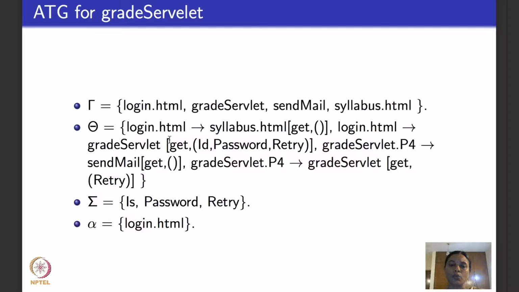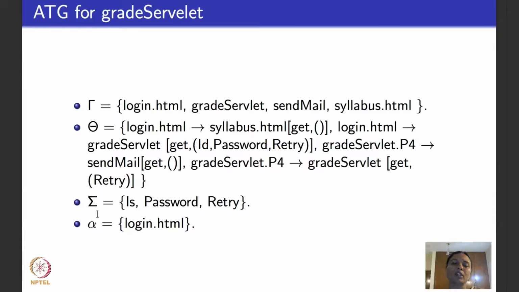So the transitions could be from the login page, you could go to a page where you get the syllabus.html, fetch your data, or from the login page, you could directly go to a page where you print the grade details, provided ID, password are valid and retries within the allowed amount. And from the Great Servlet page, you could go to a page where the grade report is sent by email. Or from the Great Servlet page, you can go back to the Great Servlet page because one of the attempts to enter user ID and password failed and you're still retrying within the 3 attempts to get it right.